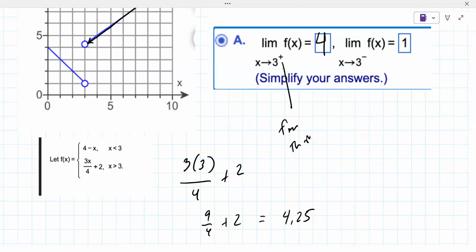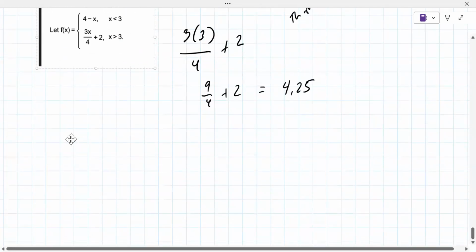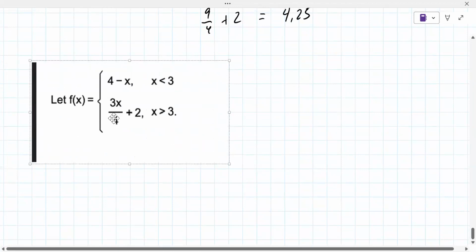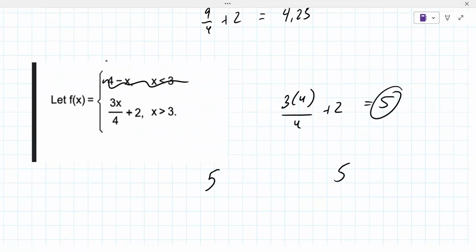Is that everything for that one? I can't tell. It wants the limit as x approaches 4 from the left and the right, just like with the third. So to do 4, because you're over in this other curve, you just use the same. You just use the bottom one there. 3 times 4 over 4 plus 2 ends up being 5. So it'll be 5 from the left and 5 from the right.